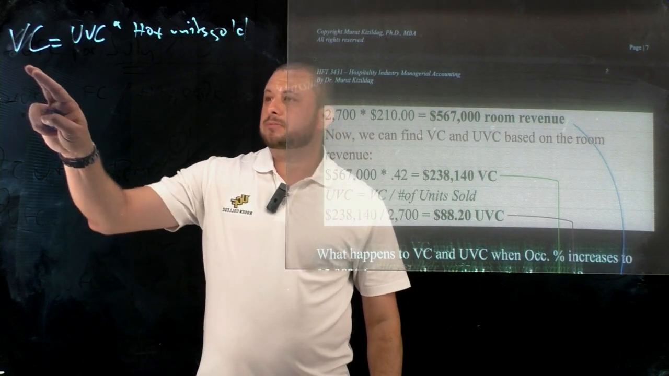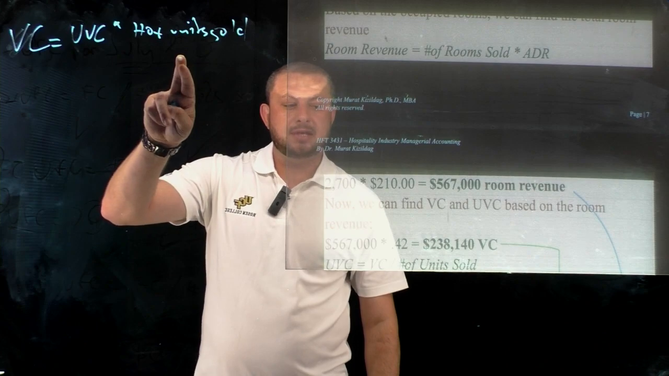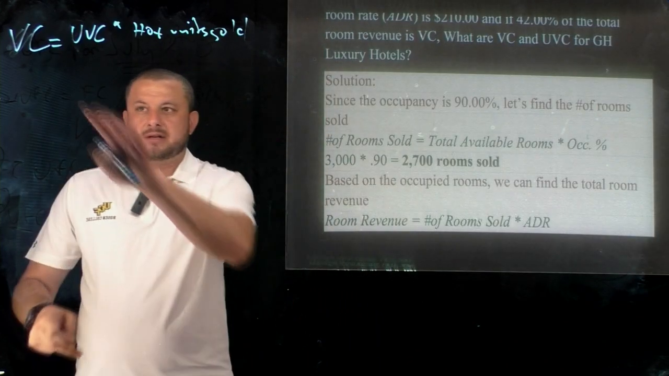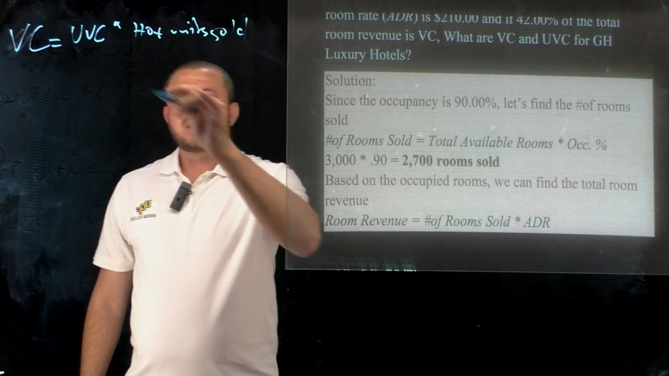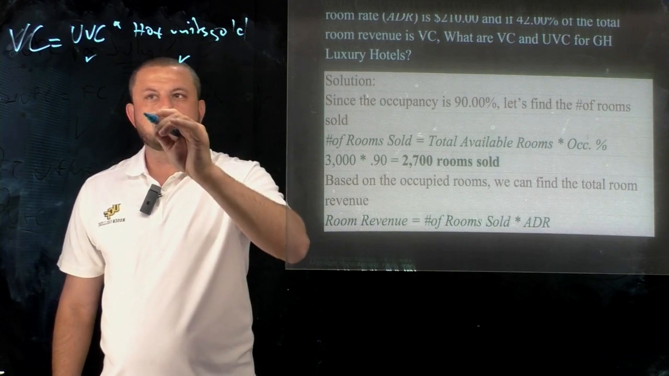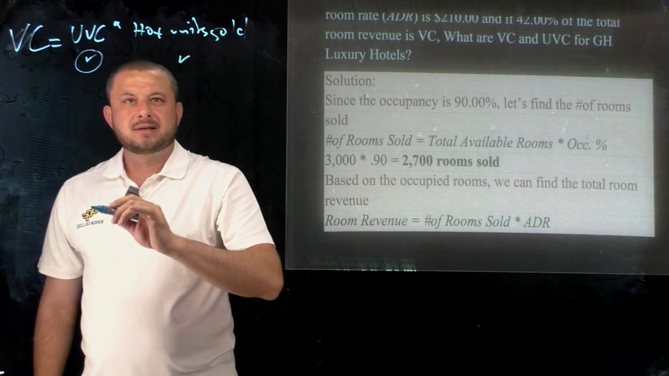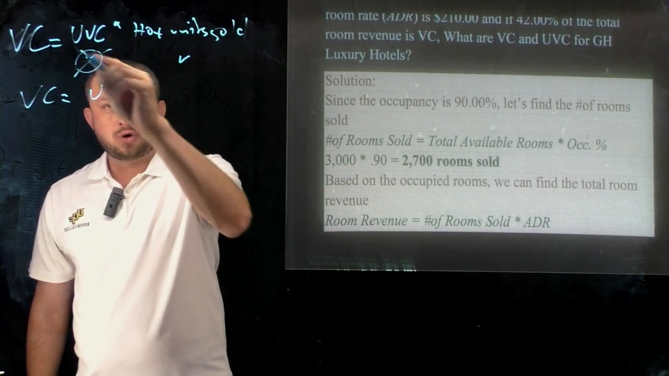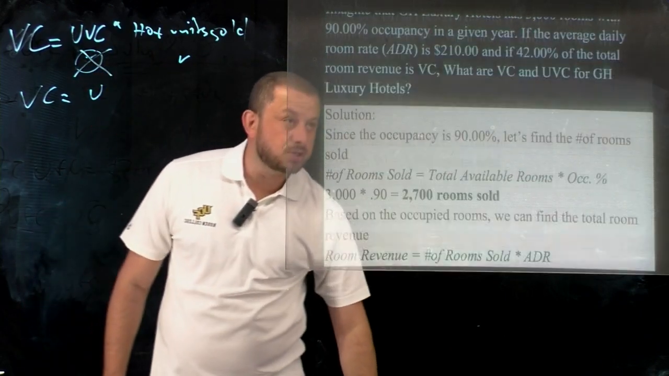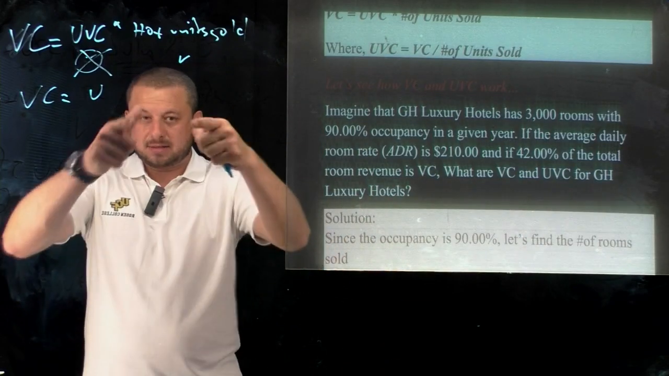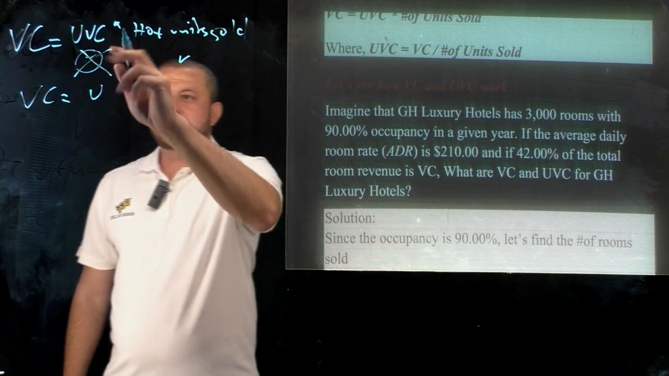This is the equation for VC, but when you take a look at the solution, I cannot start from this equation. Why? Because I don't know what UVC is. I can find number of units sold, but I don't know what this guy is. So I am stuck right here. I don't know what UVC is, because it's not given in the question, and I cannot find it over here without doing something else. I will show you.